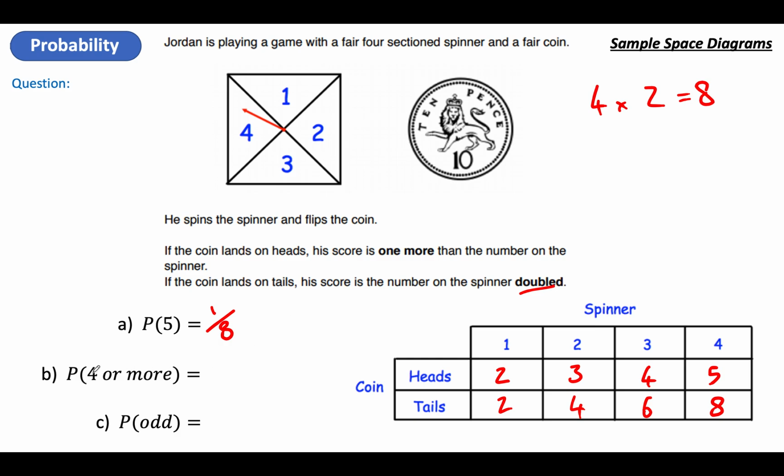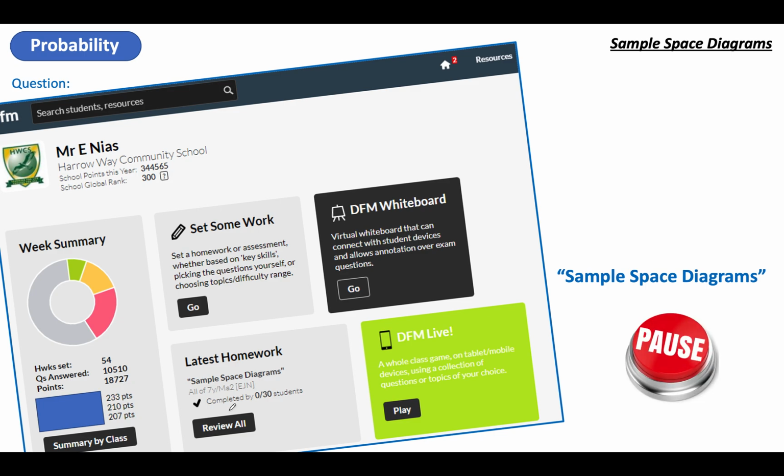Right, anyway, probability of 4 or more. So how many scores are 4 or more? Well, the 4s, because this time it says 4 or more, so we can include 4. 1, 2, 3, 4. There are 5 different ways of getting 4 or more out of 8, so 5 eighths. And what's the probability of getting an odd score? Well, that's the 3 or the 5. That's only 2 eighths, or maybe you wrote a quarter, or 0.25. Cool. Good stuff.